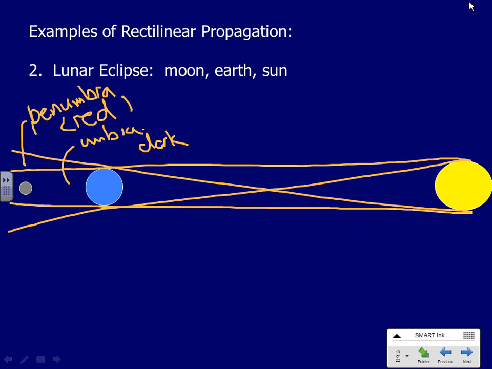Okay, so those are examples of rectilinear propagation. Again, in my haste, in my discussion, I forgot, but every one of these rays should have arrows on them, all right? When you draw a ray, you should put an arrow on it. And it's going to become more important as we draw rays for reflection and for lenses.